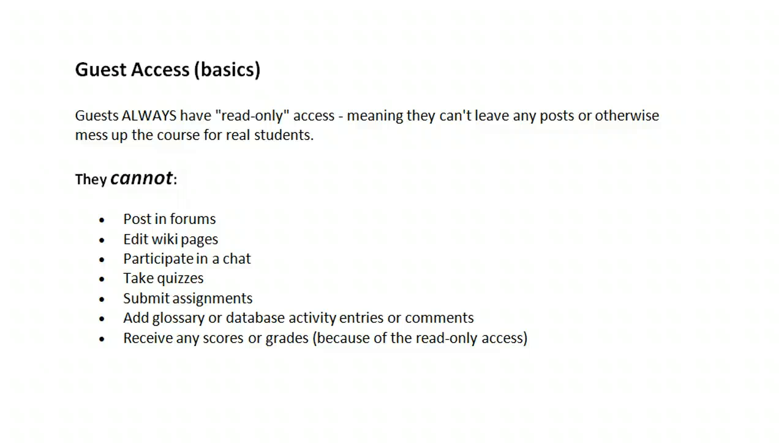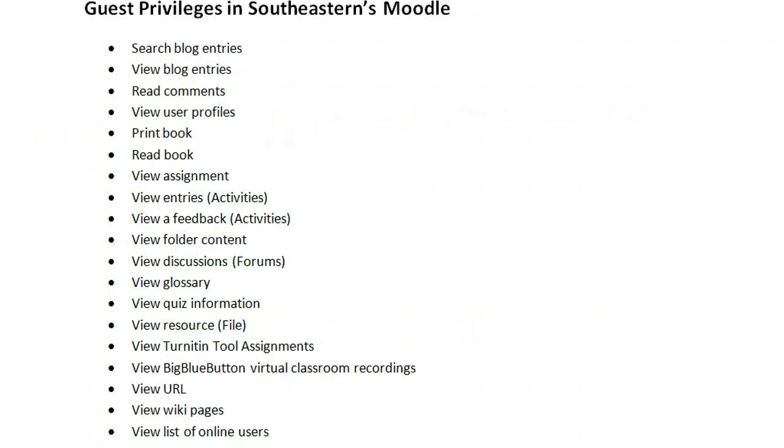This screen shows some basic information about guest access and what guests cannot do. In general, guests have read access to many things. They can see what other students in the class can see, other than personal things like grades, for example. This screen shows the specific privileges that Southeastern has set up for guests. As you can see, even though guests cannot participate in activities, there are many things that a guest can view in a course.